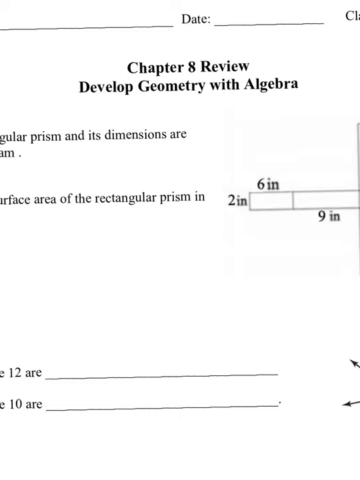Chapter 8 Review. Develop geometry with algebra. Number 1. The net of a rectangular prism and its dimensions are shown in the diagram. What is the total surface area of the rectangular prism in square inches? Total indicates that we'll be finding the area of all 6 faces.